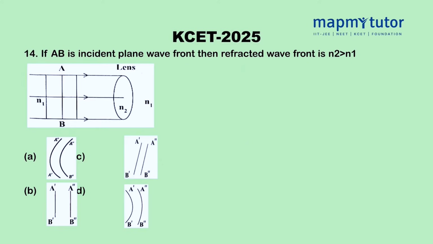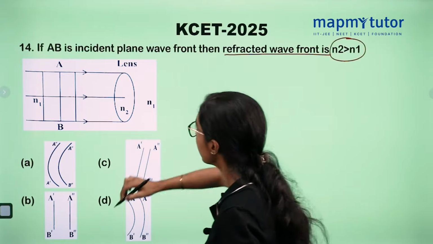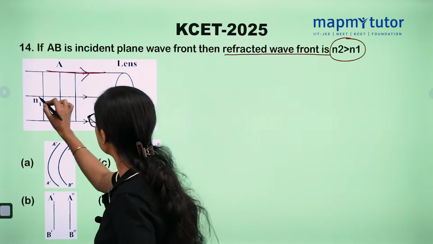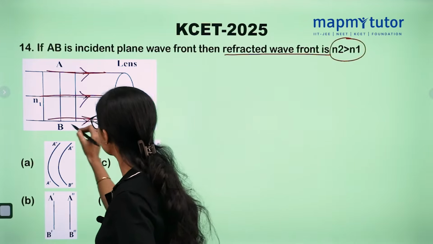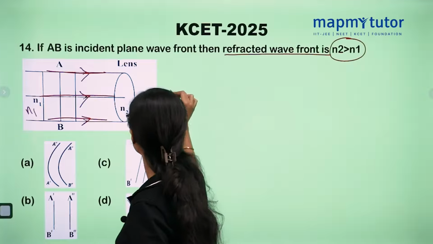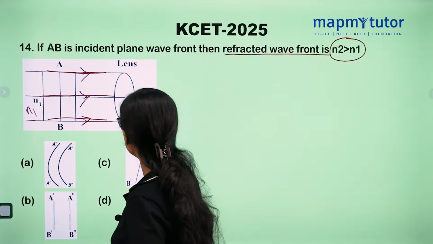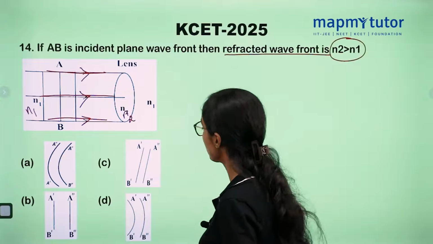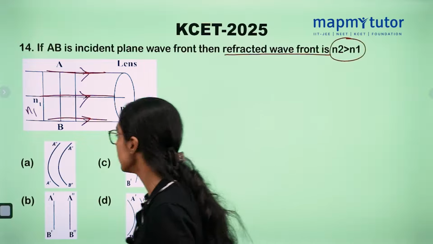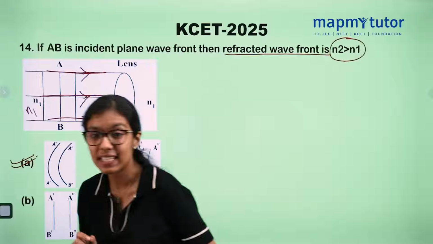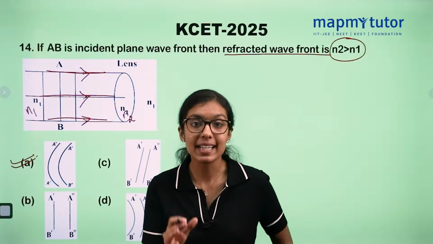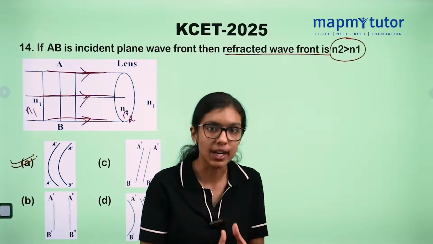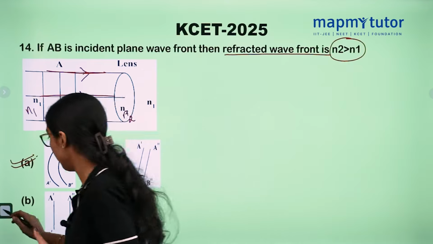If AB is the incident plane wavefront, then the refracted wavefront will be. And they have told n2 is greater than n1. So this is your incident wavefront. Here is my refractive index n1. This is my n2 here. Hence, when the wavefront comes out, it will be a concave wavefront. So which is the concave wavefront here? Option E. Again, very easy. Directly from NCERT. Hence, it's very important that you stick to your NCERT only for the KCET exam.